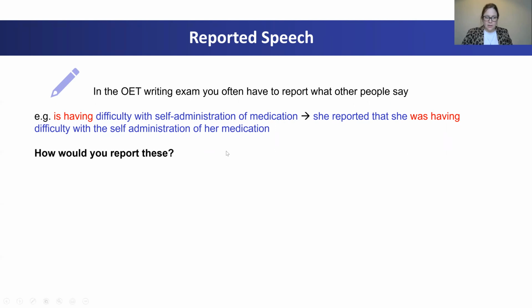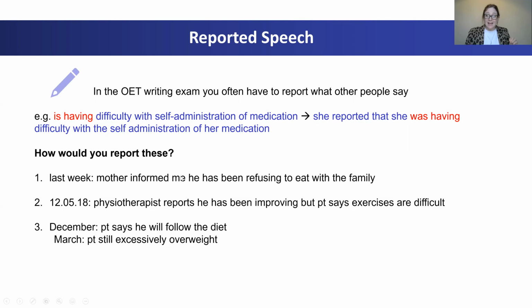So take a look at these extracts. They are independent of each other. They are not connected. They are three separate patients. Have a little look, pause the video, and what I'd like you to do is expand them into full sentences and report what was said. Okay, so pause the video now.